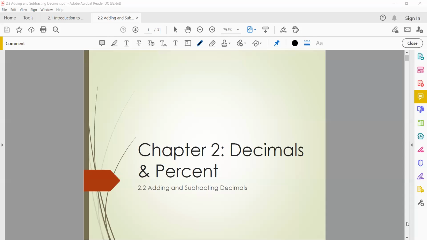Okay, so this is 2.2, adding and subtracting fractions. I have to admit, I was surprised that this is in the course. Decimals? Oh, sorry, you said adding and subtracting fractions, and you said decimals. Yes, sorry about that, I'm a bit tired. Yeah, exactly. So 2.2, adding and subtracting decimals.